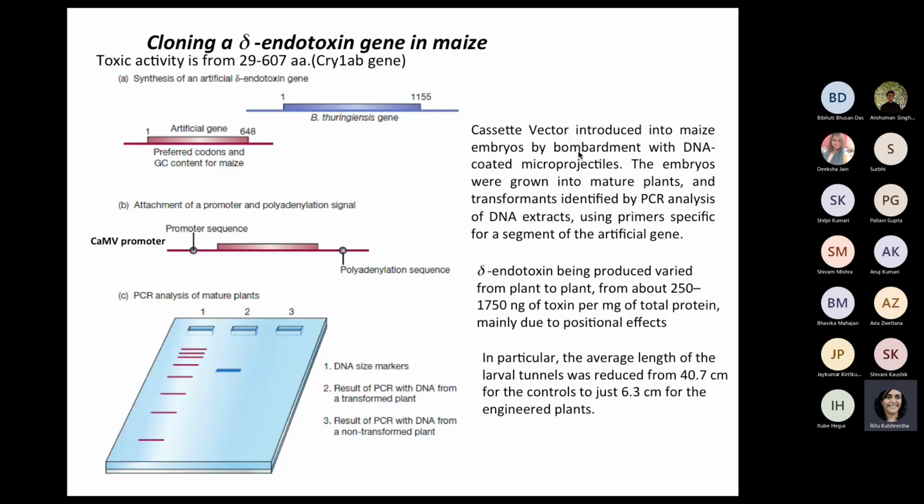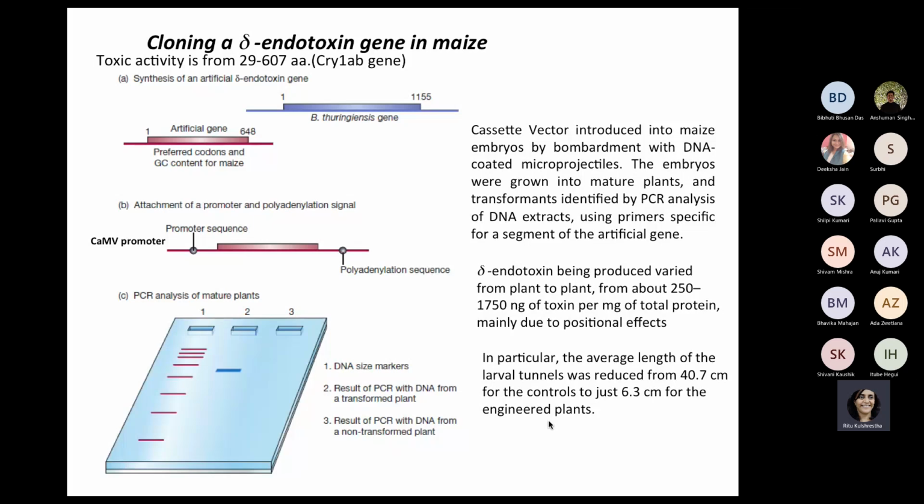So it was realized that when they monitored how much damage had been done by the insects on the maize plants, it was found that in transgenic plants, the tunnel made by these insects was only 6.3 centimeter, while for the wild type, it was 40.7 centimeter. So it was a huge difference in the damage created by the insects, and that was the success story of making the first BT maize.